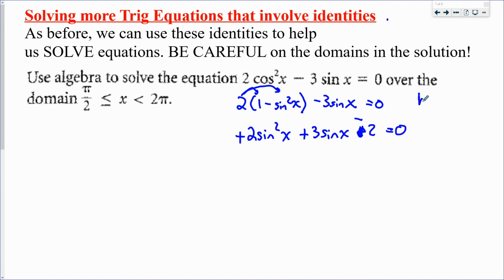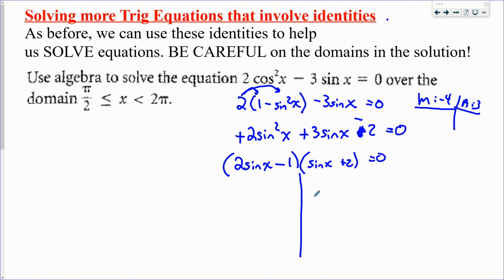So go ahead. I'm not here to teach you decomposition. You're looking for two numbers that multiply to negative 4 but add up to positive 3. So pause the video, do your decomposition, and I'll show you my answer in a second. Once you do all the factoring, you're going to get (2 sine x minus 1) times (sine x plus 2) equals 0. Now I use the zero product property to solve this. To get sine x plus 2 equals 0, and you get sine x equals negative 2.